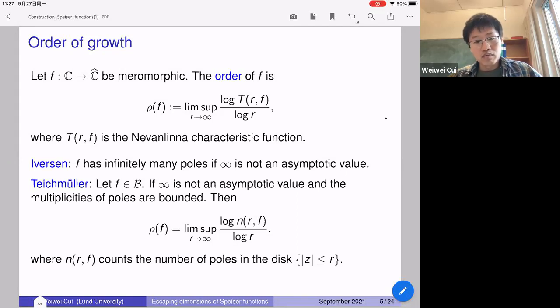So the order ρ of f is given by replacing T(r,f) with the counting function n(r,f) here. What Teichmüller's result says is that if a function is in class B, infinity is not an asymptotic value and you have bounded multiplicity of poles, then the characteristic function is almost equal to the iterated counting function, but the iterated counting function has the same growth scale as the counting function. So you can get this.